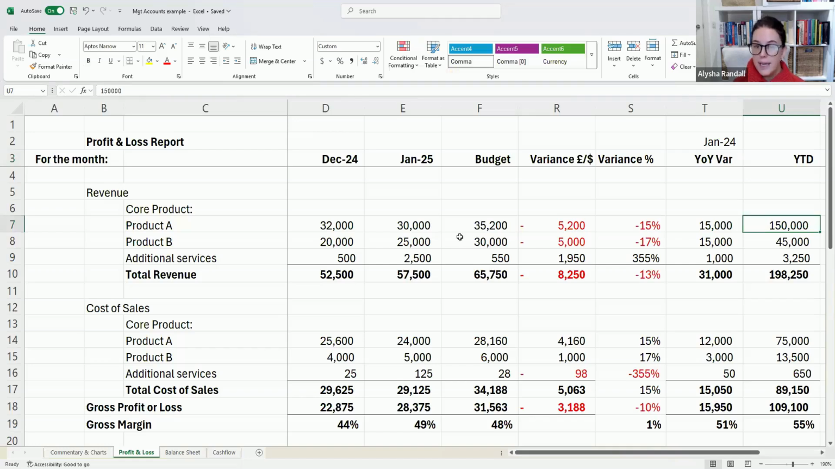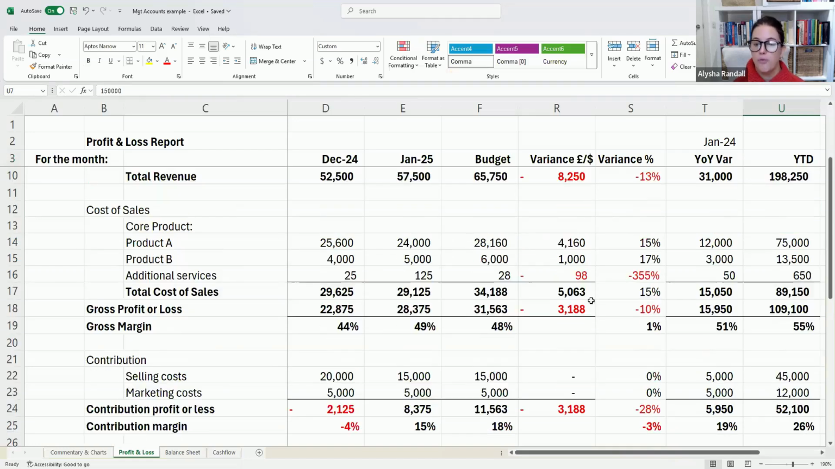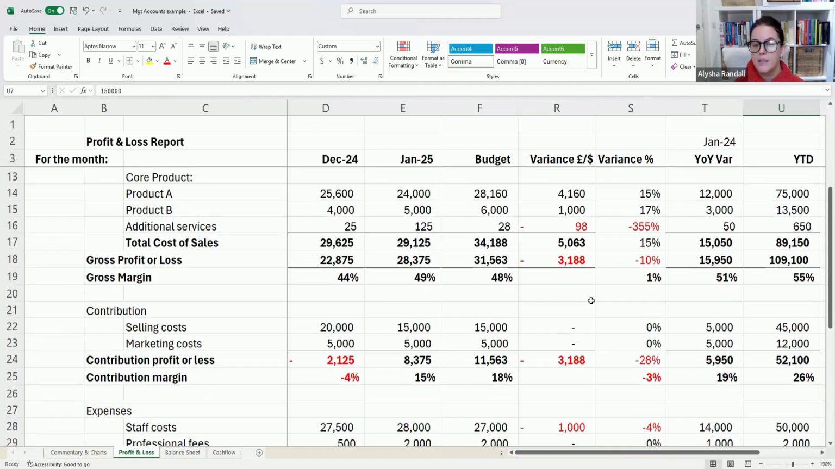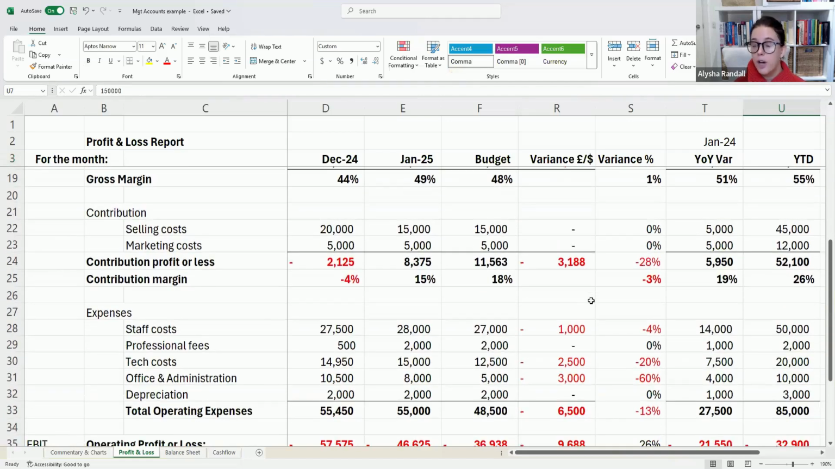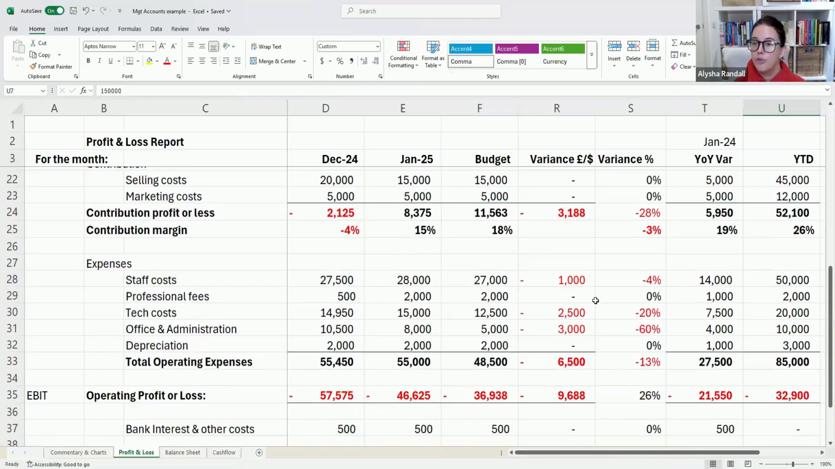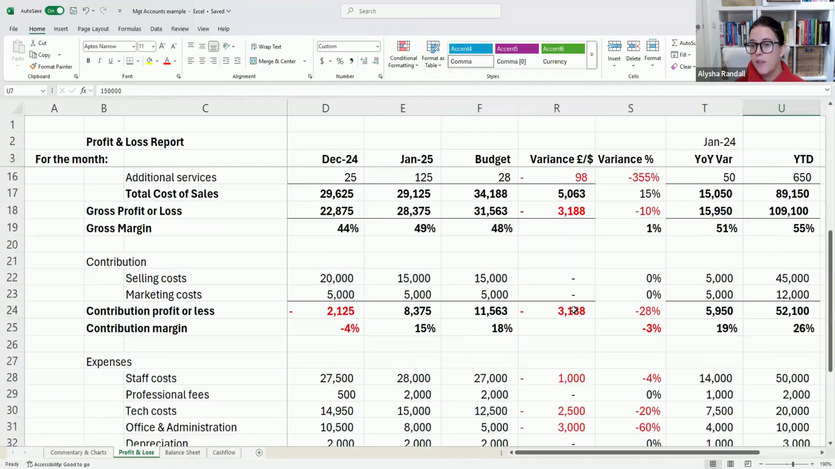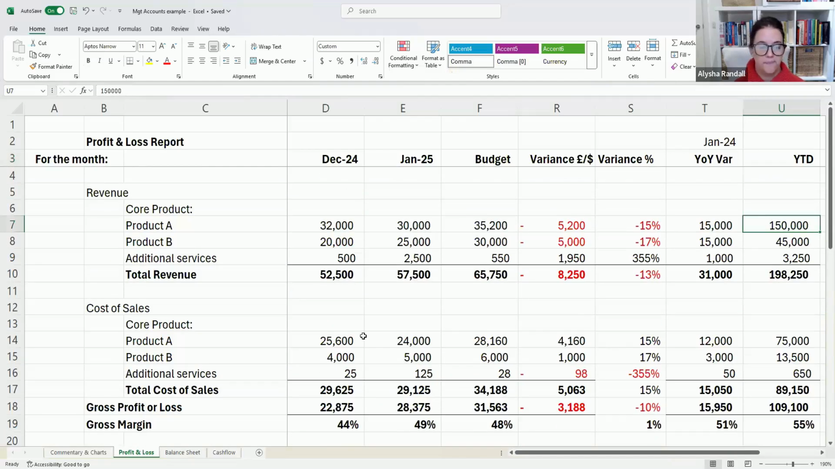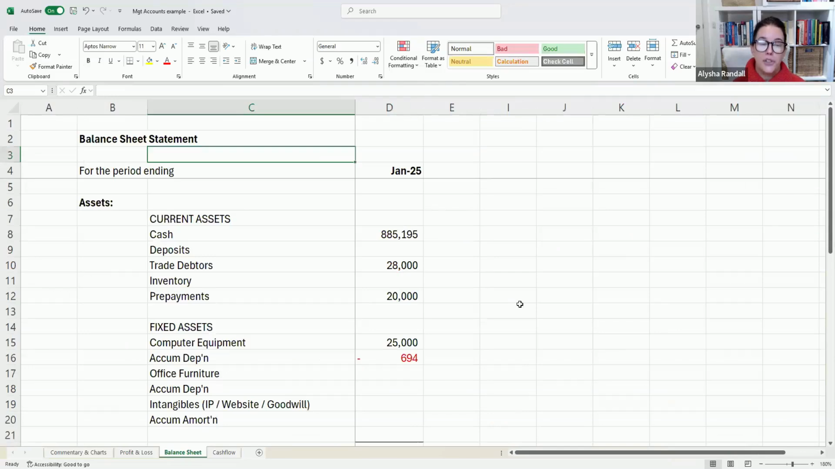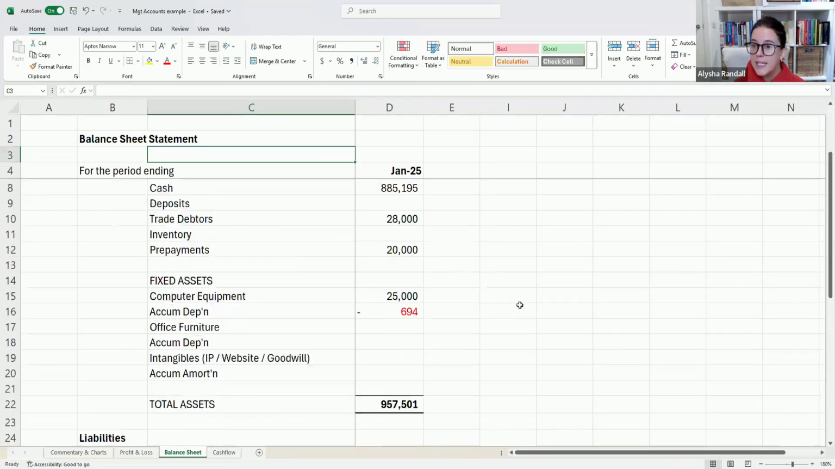So as a leader, you're asking questions about the reasons for these variances, whether they're legitimate or not, whether the strategy is right or not, and you can discuss as a leadership team whether you're going in the right direction. Now, a balance sheet is a very different ballgame.